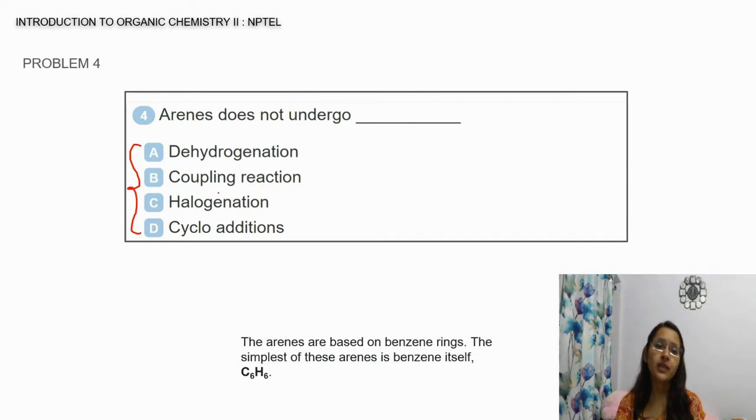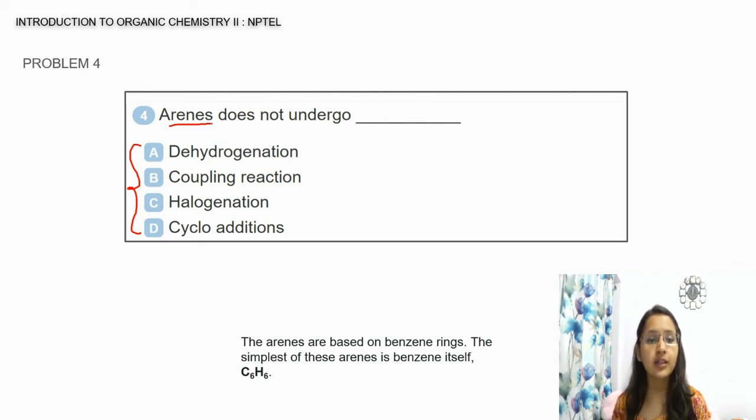So first we have to know what arenes are. Arenes are the molecules or the compounds having a benzene ring, right? So the simplest arene we can think of is benzene itself. So arenes contain a benzene moiety in them. There are various papers where they have shown that arenes undergo these kinds of reactions, that is coupling, halogenation, cycloadditions. But think of dehydrogenation, sorry.